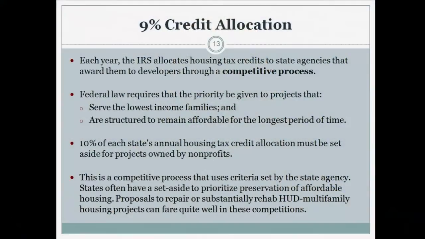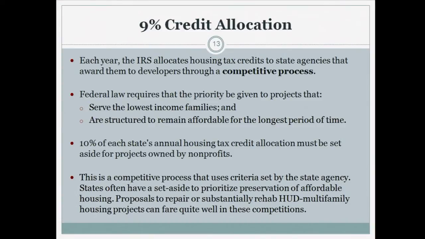Let's go through the 9% allocation process. Like I said before, it's an IRS program. It allocates to the housing tax credit agencies in each state an award of tax credits. It's generally $1.75 per capita for each state. And then those are issued by the state in a competitive process.